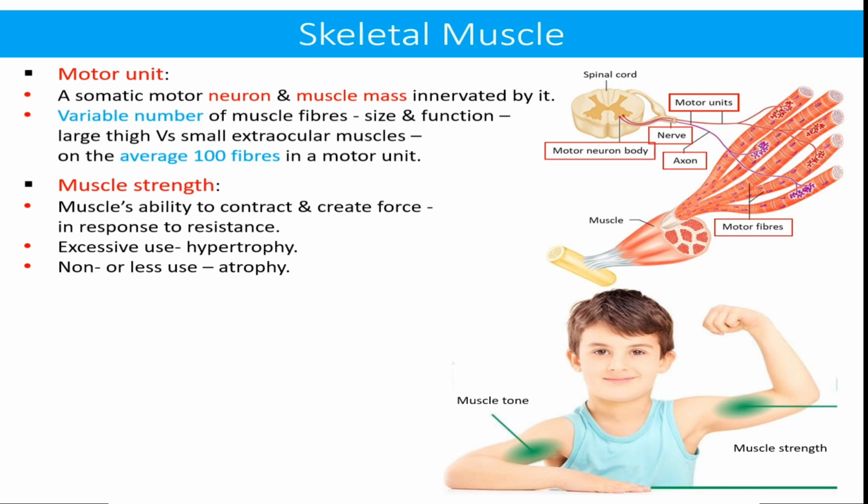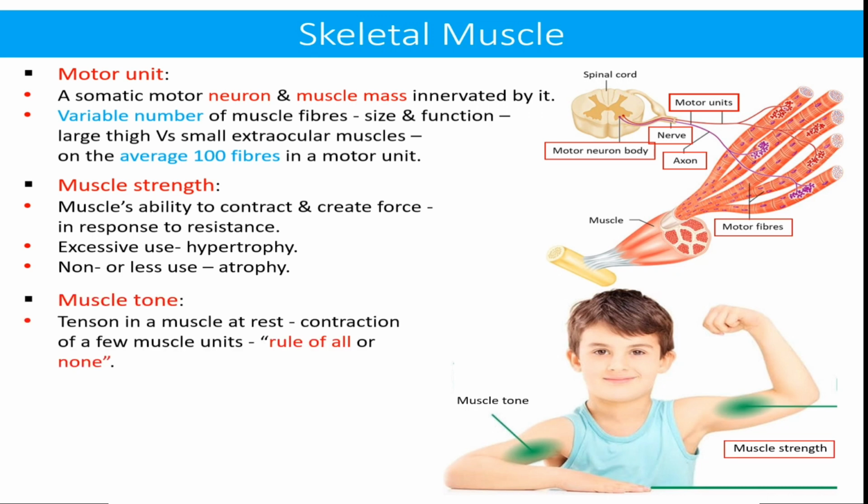Number two is muscle strength. It is the ability to contract and create force in response to resistance. Excessive use leads to enlargement of the muscle fibers in the shape of hypertrophy, and non-use or less use leads to decrease in size of the muscle, which is named as atrophy.